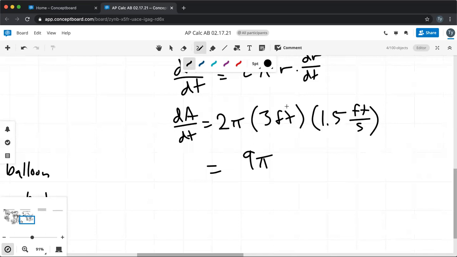And we need to take care of our units too. We have feet times feet per second. That gives us feet squared per second. We do need that feet squared part, right? Because we're dealing with the rate of change of an area, and areas have square units.